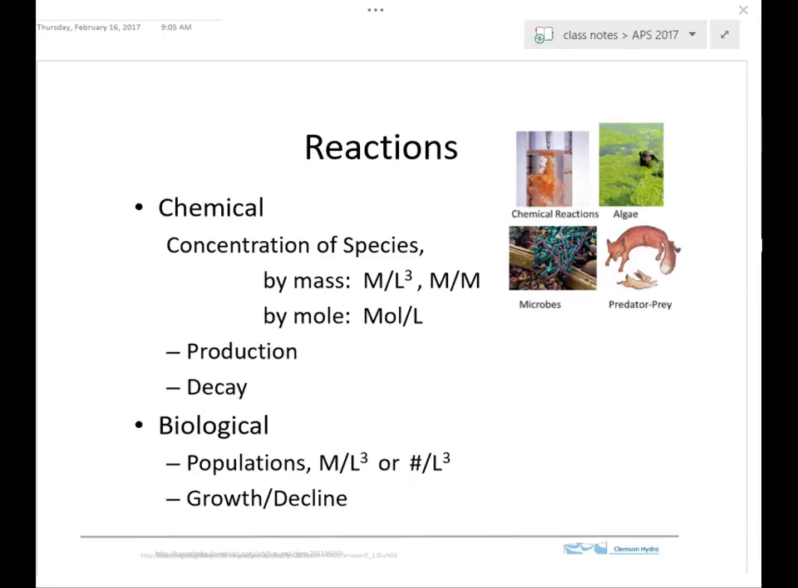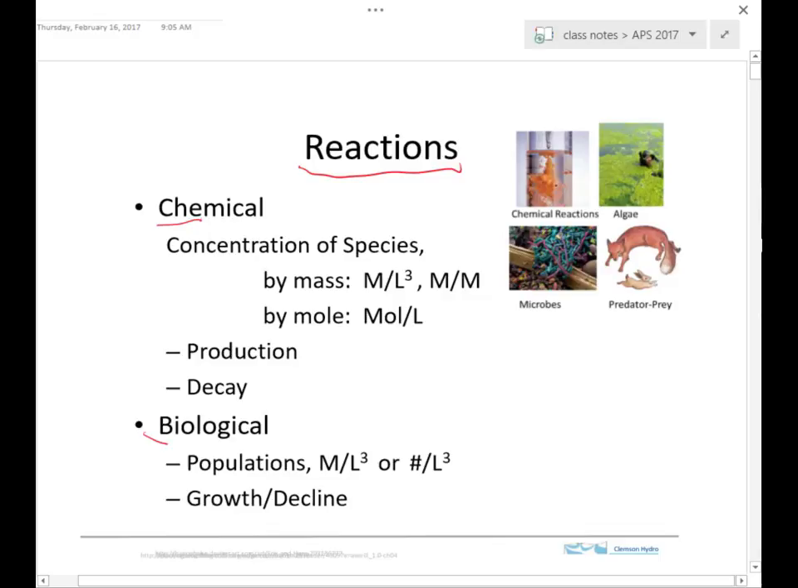Doing a treatment of transport. So the chemical reactions, this is just an overview of the kind of things that we'll be interested in. I guess reactions in a general sense. And the way I view it, we've got two types of reactions that we'll be interested in, chemical and biological.